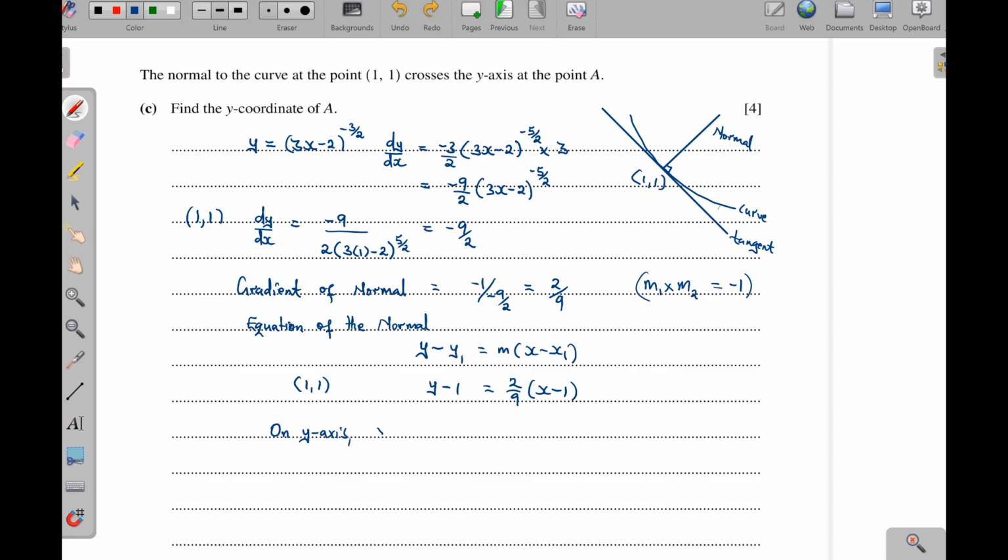So on the y-axis, we know that x is equal to 0. So we shall have y minus 1 equal to 2 over 9, then 0 minus 1. So make y the subject here. Of course, 0 minus 1 is negative 1, so times this one here, you have negative 2 over 9, then you add a 1. 9 times 1, you get 9, then minus 2, you get 7. So the y-coordinate of A will be 7 over 9. And that is that. So this has been it for this paper.